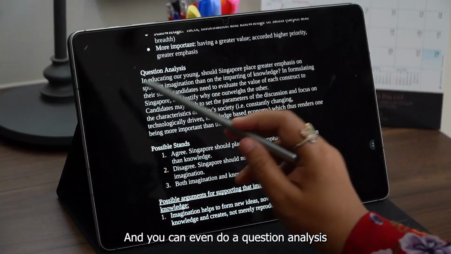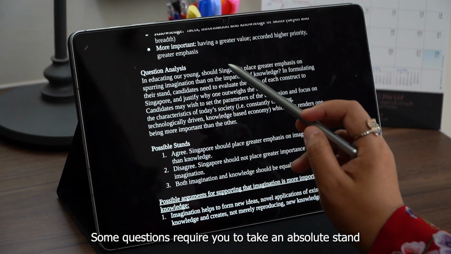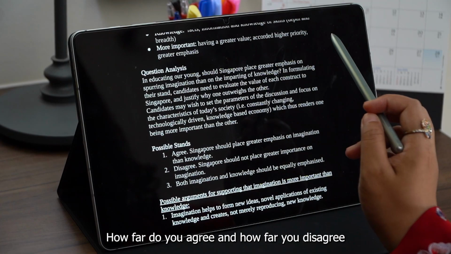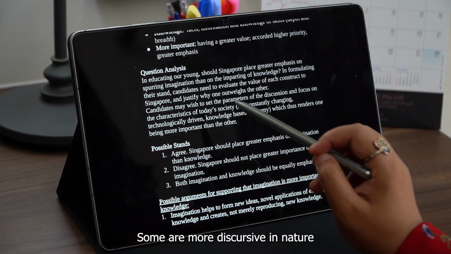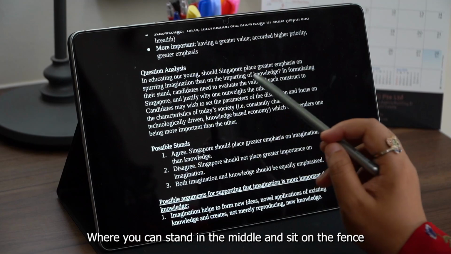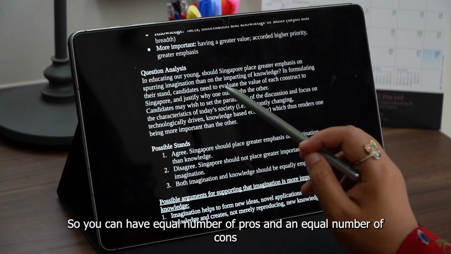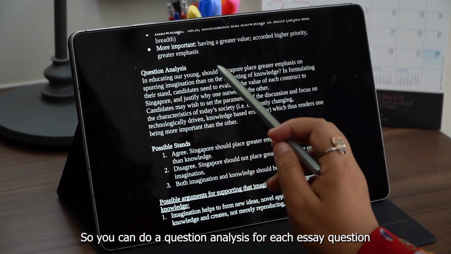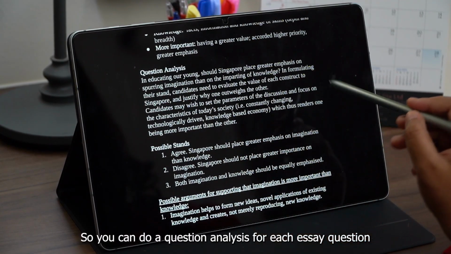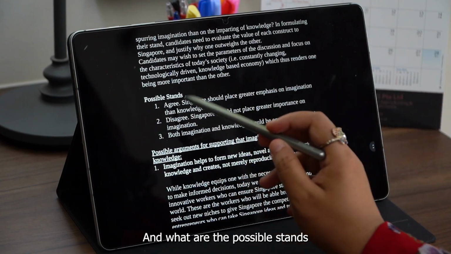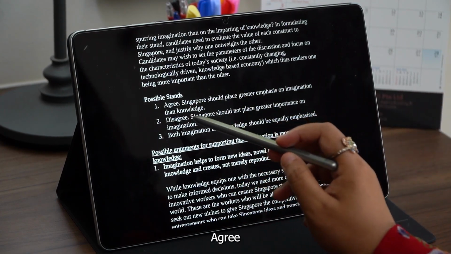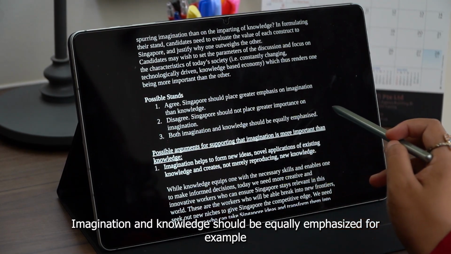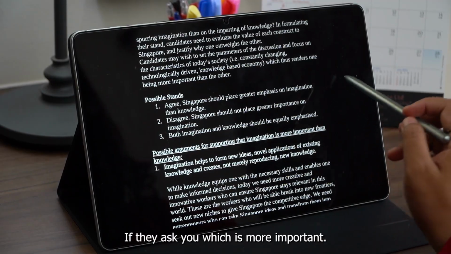And you can even do a question analysis. Some questions require you to take an absolute stand: how far do you agree or how far do you disagree? Some are more discursive in nature, where you can stand in the middle and sit on the fence, so you can have an equal number of pros and equal number of cons. So you can do a question analysis for each essay question, and consider what the possible stands are: agree, disagree, or both imagination and knowledge should be equally emphasized, for example, if they ask you which is more important.